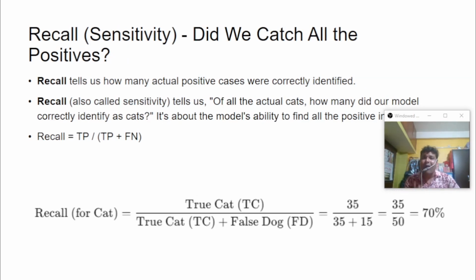Next, recall. Did we catch all the positives? Recall tells us how many actual positive cases were correctly identified. Of all the actual cats, how many did our model correctly identify as cats. The formula for recall is true positive divided by true positive plus false negative.